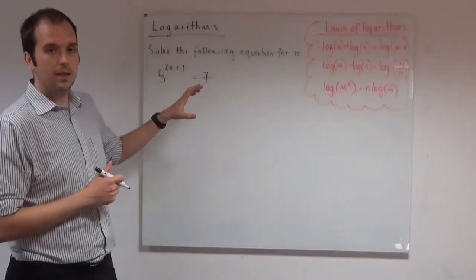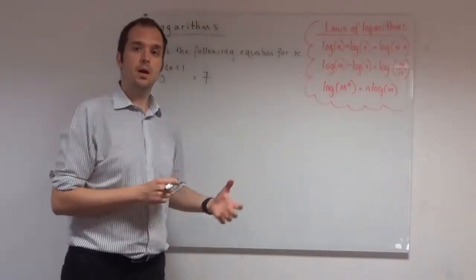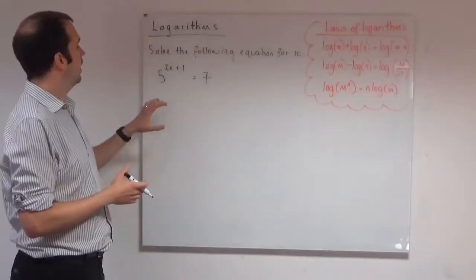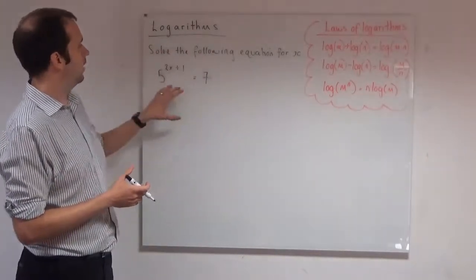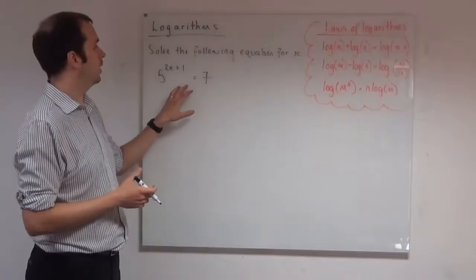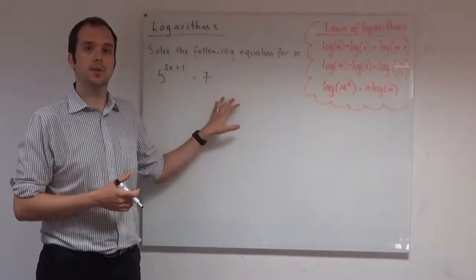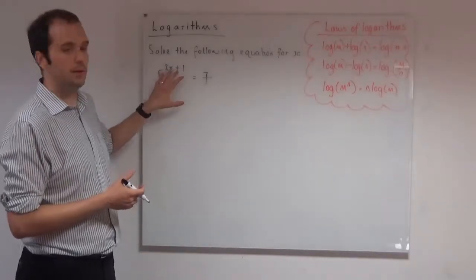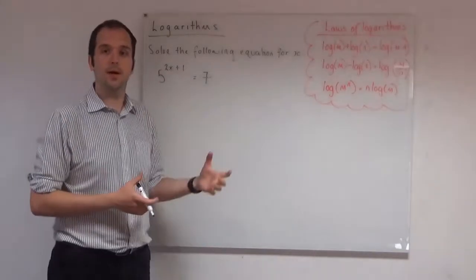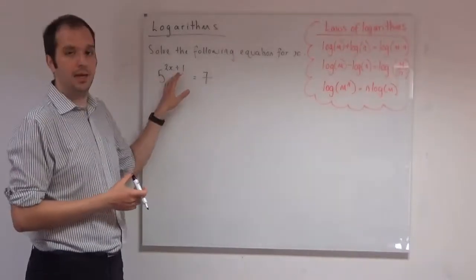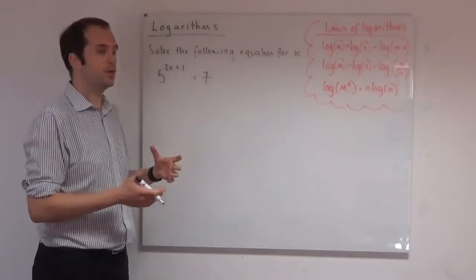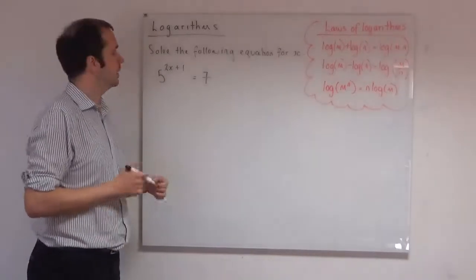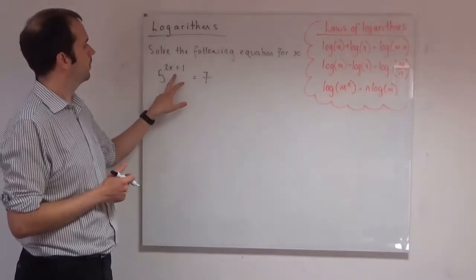So in this example we're going to look at how we can use logarithms to help us solve an equation. We have this equation here: 5 to the power of 2x plus 1 is equal to 7. Now what we're trying to find, our unknown x in this case, is the power. And typically when our unknown is in the power and we're trying to find that, we're going to use logarithms to help us calculate its value.